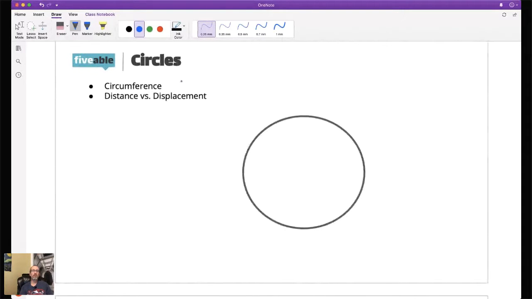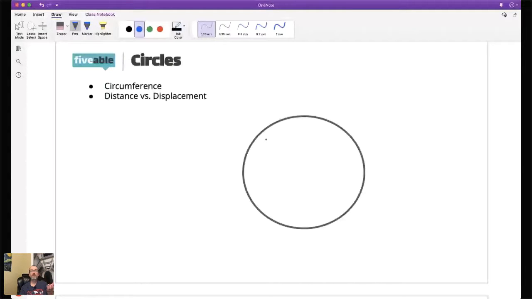Alrighty, here's a circle. Okay, what do we know about a circle? A circle is round. Very good. A circle shows an infinite path. What do we mean by that? That means if I start here, I can just keep going forever, or until I finally decide to stop.